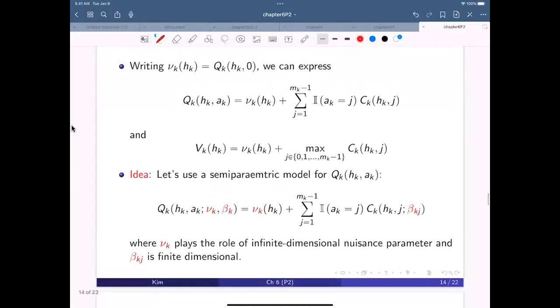Now regarding the model for Q, you have a semi-parametric model. Here, mu K is the non-parametric part, and the contrast function is the parametric part. Mu K plays the role of an infinite-dimensional nuisance parameter, and beta Kj is a parametric, finite-dimensional parameter.